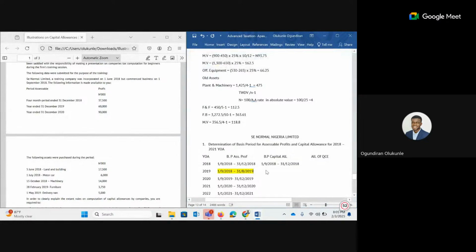So what's the day after? 1st January, so we have 1/1/2019. Then you end at the basis period for assessable profit. Does it make sense? I repeat myself. You start immediately after the end of the basis period for capital allowance and end at the basis period for assessable profit. Do you understand that now? So you are doing 31/8/2019. Do I understand what we've done so far?